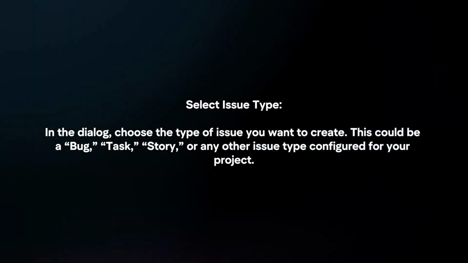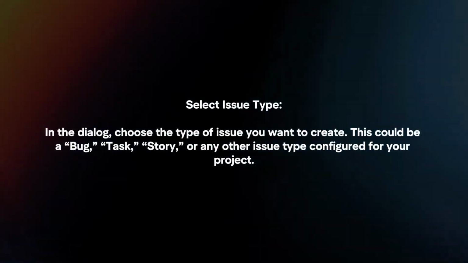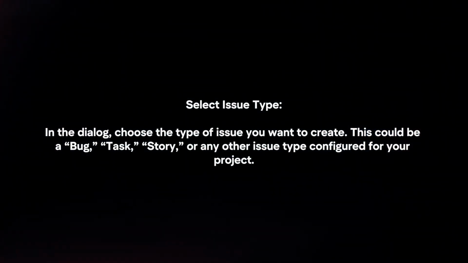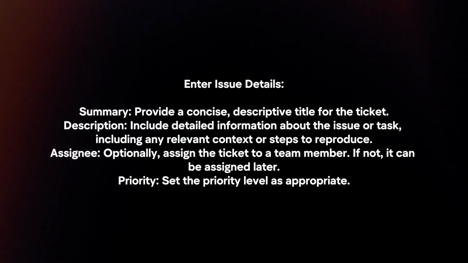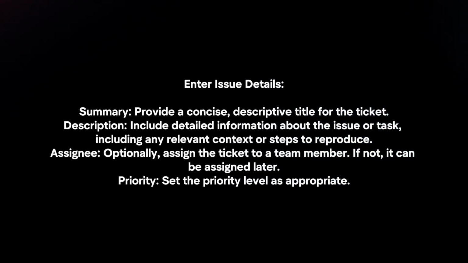Select Issue Type. In the dialog, choose the type of issue you want to create. This could be a bug, task, story, or any other issue type configured for your project. Enter issue details: summary, description, assignee, priority.